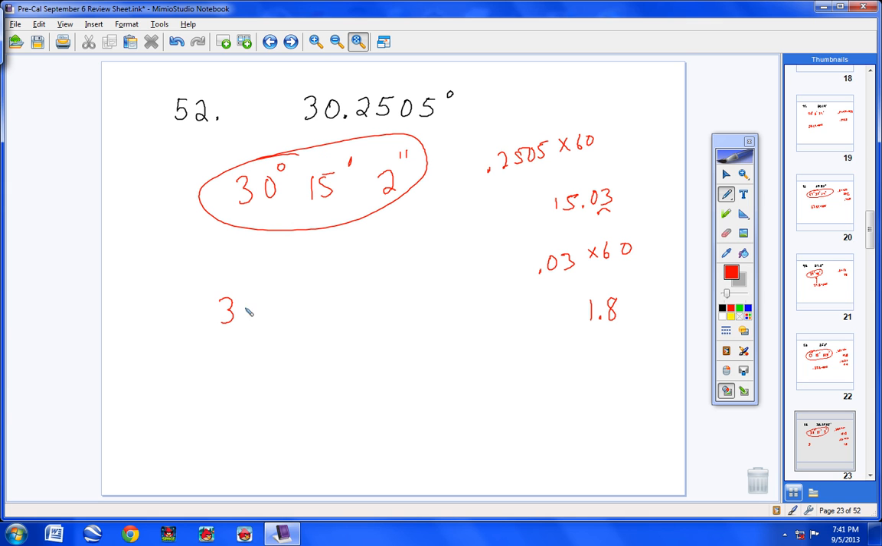There's another way to do it. You can simply type into your calculator 30.2505, then hit second apps option 4. Up will pop an arrow with DMS. Hit enter and you'll get the exact same answer. Moving on to number 54.